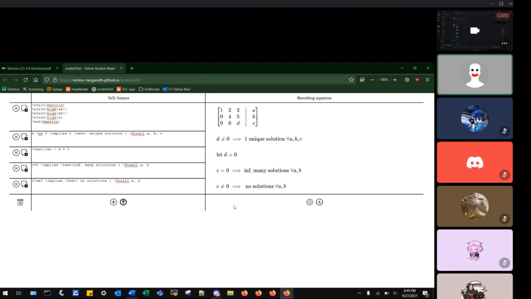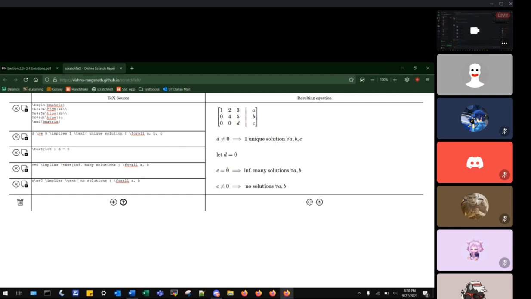And so the answer to this problem is, for no solutions, a and b can be anything, d equals 0, and c can be anything but 0. And for infinitely many solutions, a can be anything, b can be anything, but c and d are both equal to 0. Does that make sense?